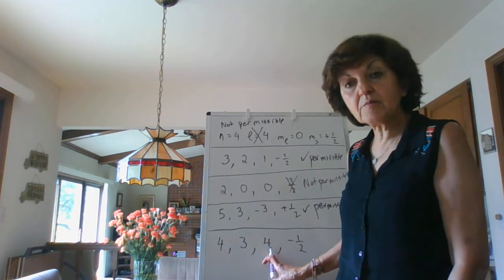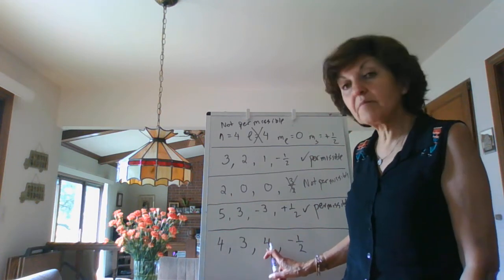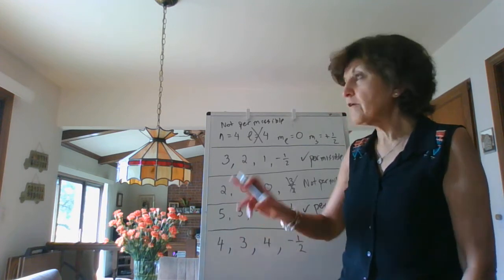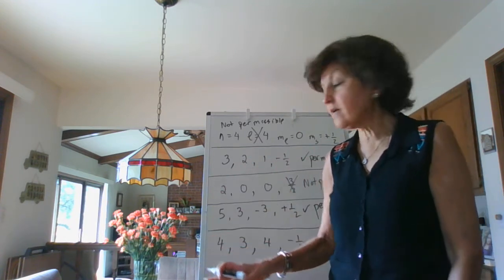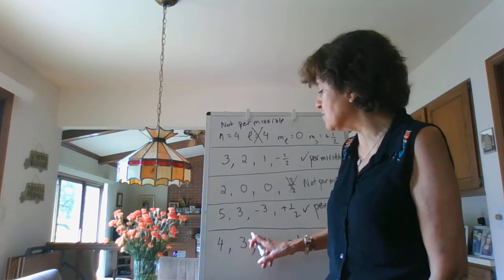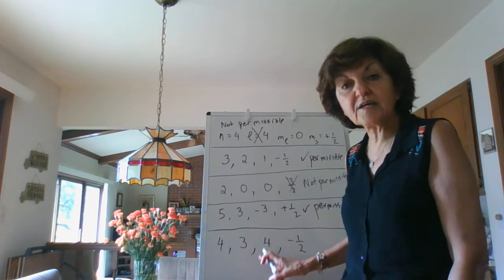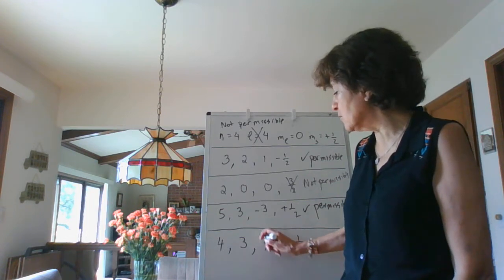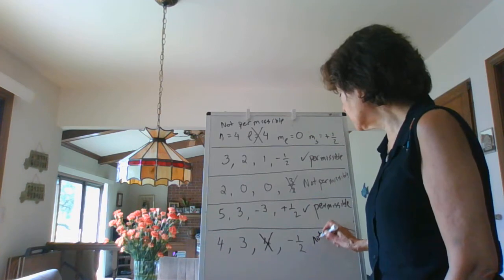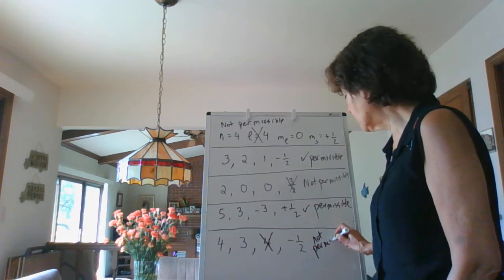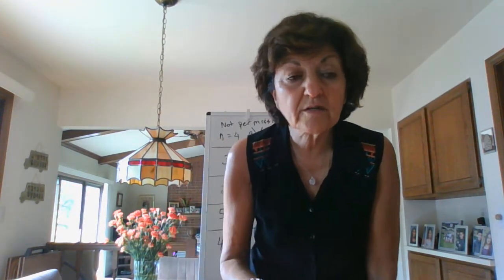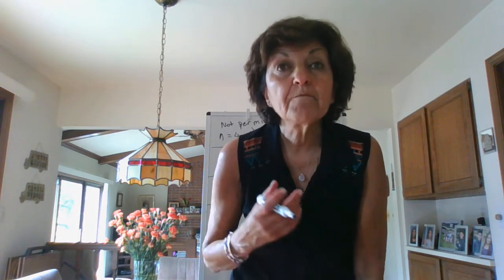Here is where the problem is. Take a look. Remember, ML, the magnetic quantum number, can only be from minus L to plus L. So it can be from minus 3, minus 2, minus 1, 0, plus 1, plus 2, plus 3. This 4 would be illegal. So nope, this is not permissible.